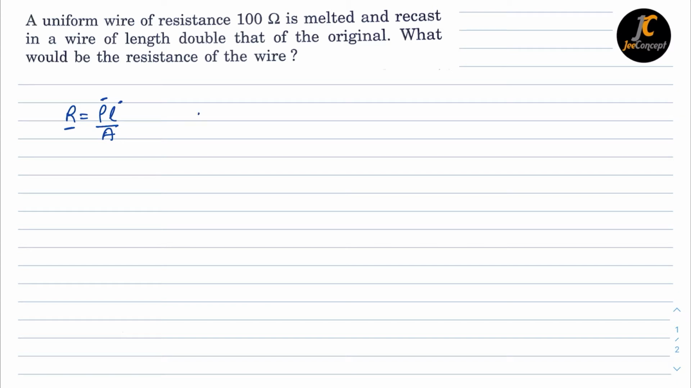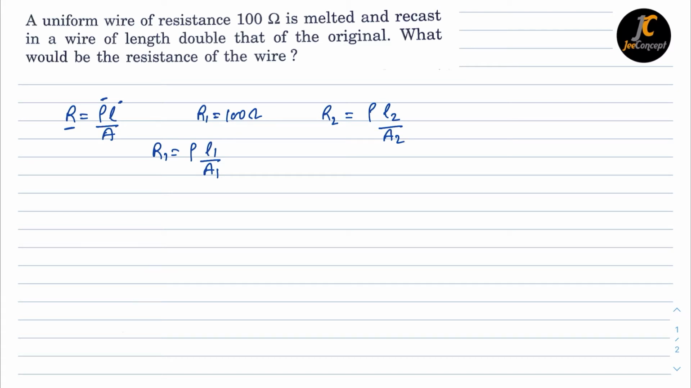So it is given that R1 is equal to 100 ohm, and let's say after recasting the resistance will become R2. So R2 is going to be rho L2 upon A2. Also, let's say R1 was rho times L1 upon A1. So first of all, we will find the relation between L2, L1 and A2, A1.